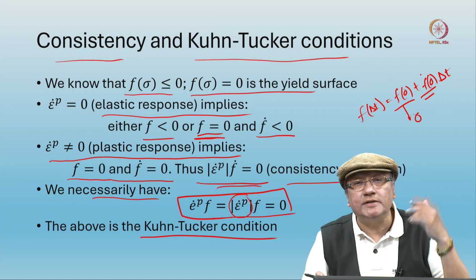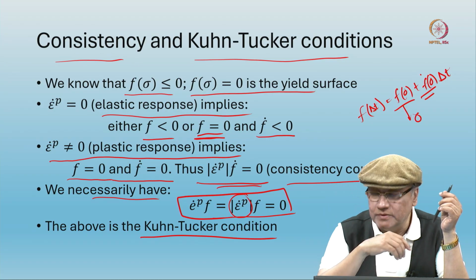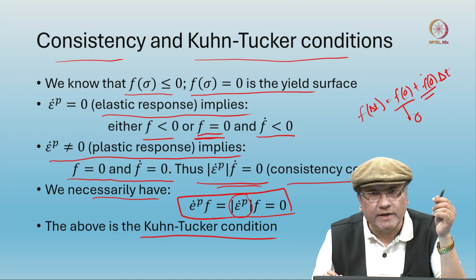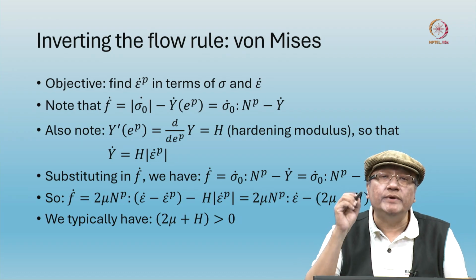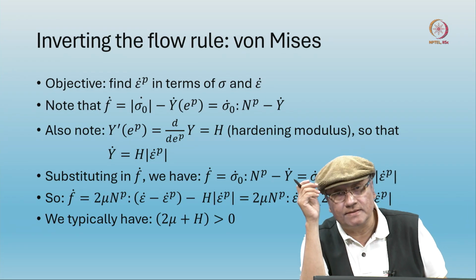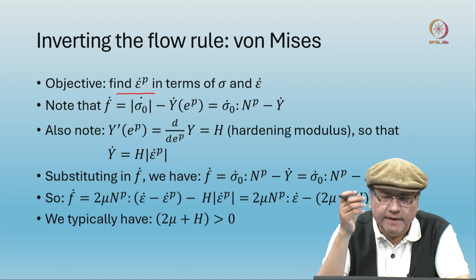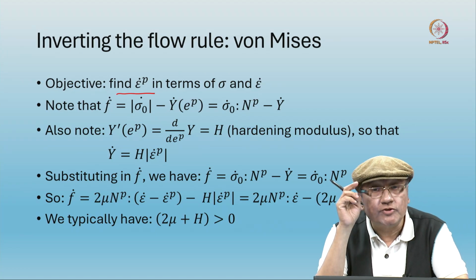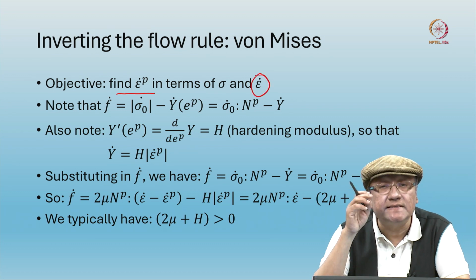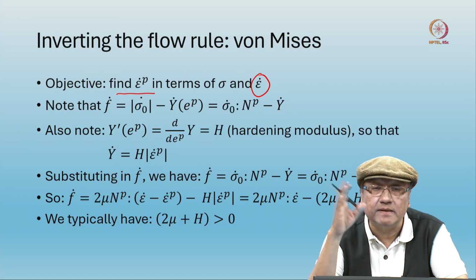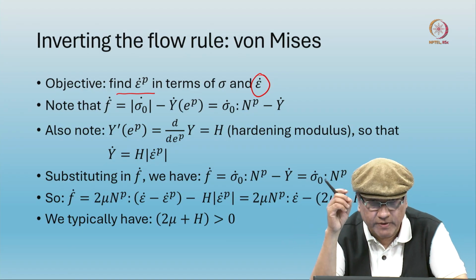So, you see how many such conditions we are getting: the consistency condition for one, the Kuhn-Tucker condition, the flow rule, the directionality hypothesis, the co-directionality hypothesis. Now, let us talk about how we invert the flow rule in the von Mises case. Here the aim is to find epsilon p dot in terms of the stress sigma and the given strain rate epsilon dot. This is the total strain rate, it includes the elastic and plastic parts. It is as if it is being applied from outside, the strain rate, like a forcing.